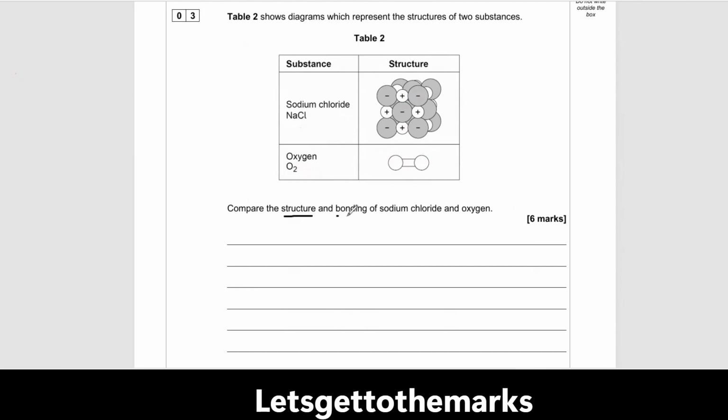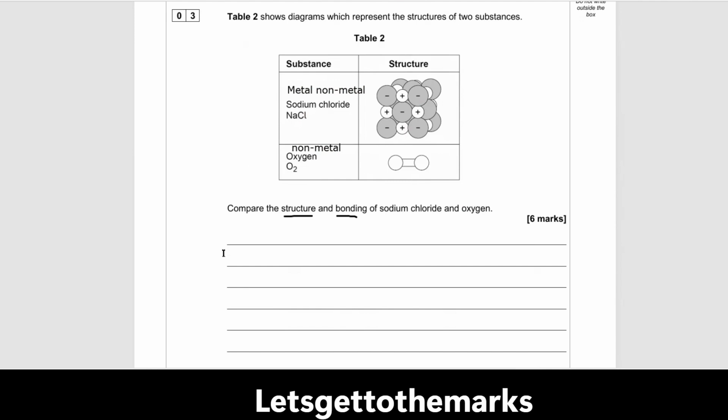So we've got 2 instructions here. We need to talk about the structure of sodium chloride and the bonding in sodium chloride. We need to talk about the structure in oxygen and the bonding in oxygen. Now you could just talk about all of the sodium chloride first and then say whereas in the oxygen this. I'm going to go bit for bit, but you don't have to. So sodium chloride, you should be able to ask yourself, this is a metal and non-metal. No more clues, peeps. You've got to do this yourselves. And oxygen is a non-metal. So why don't you pause the video, grab a pen and paper, see how many marks you get.